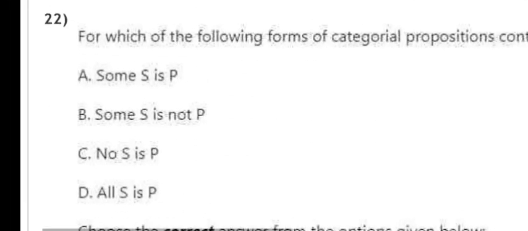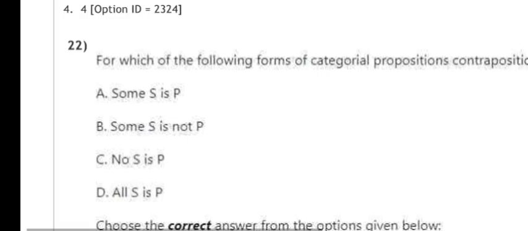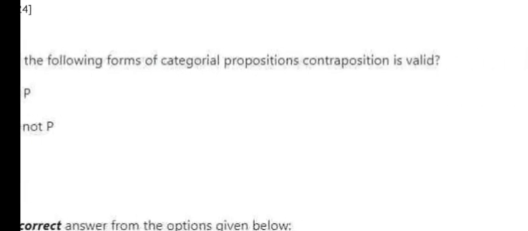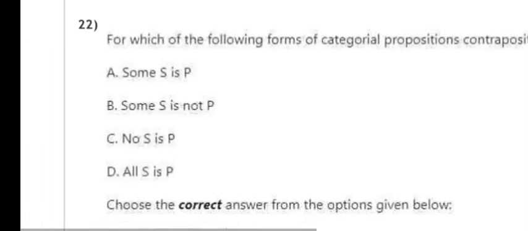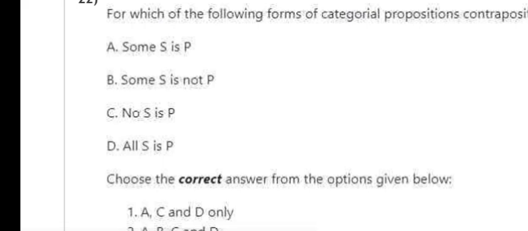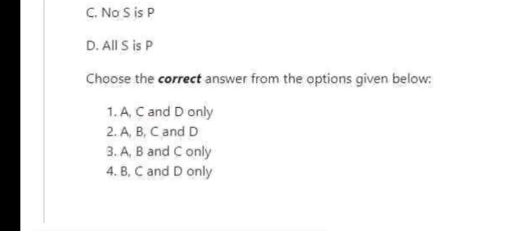Next, for which of the following forms of categorical propositions is contraposition valid? A, some S is P. B, some S is not P. C, no S is P. D, all S is P. These are the options for you: A, C, D; A, B, C, D; A, B, C; B, C, D. So B, C, and D will be correct. That is number 4.